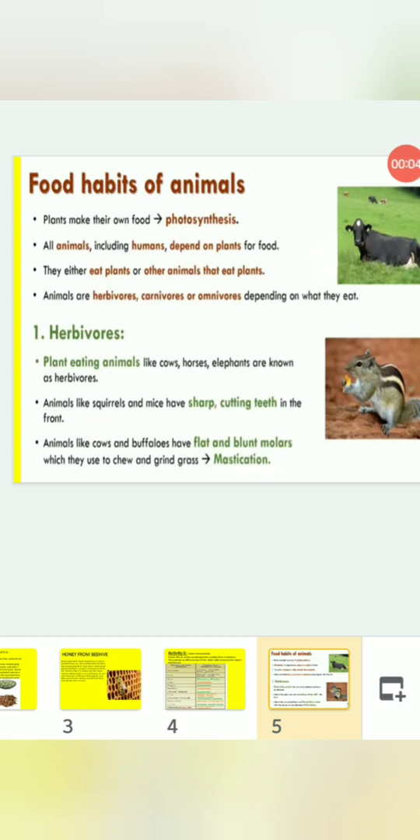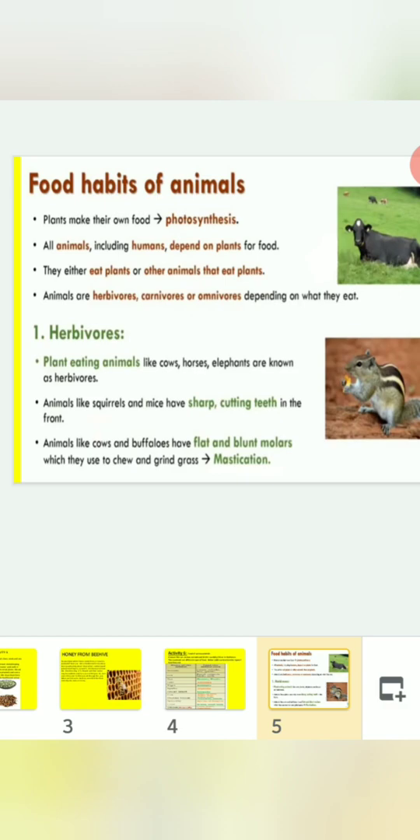Plants make their own food with the help of photosynthesis, which we have discussed. All animals including humans depend on plants for food. They either eat plants or other animals that eat plants. Animals are herbivores, carnivores or omnivores depending on what they eat.